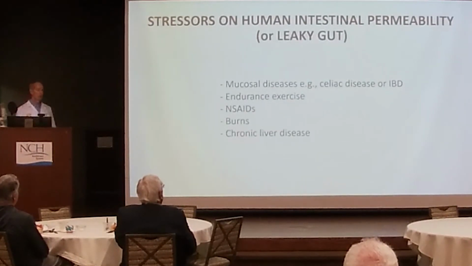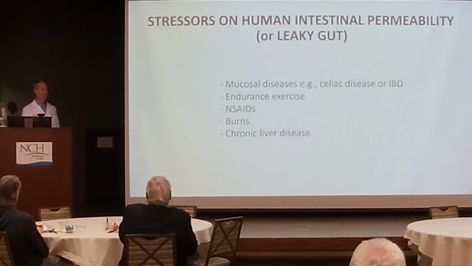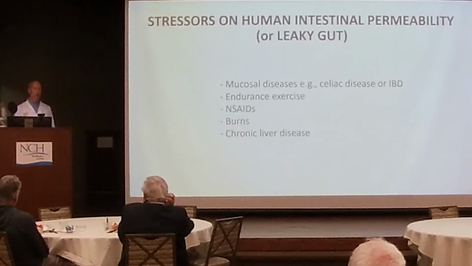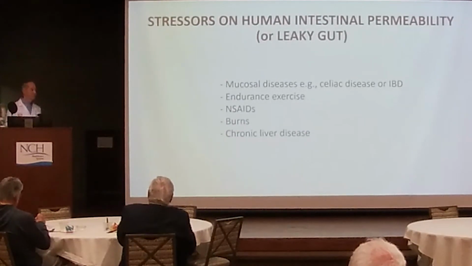Obvious ones such as mucosal disease, like I mentioned, celiac disease, inflammatory bowel disease. Interestingly, although endurance exercise is viewed as quote-unquote healthy, in elite marathoners and ultra-marathoners, when you exert yourself to that degree, there's a tremendous diversion of blood flow away from the GI tract. And over a prolonged period of time, more than 2 hours, you can start to get ischemia of the GI tract, and you can get mucosal damage as a consequence.